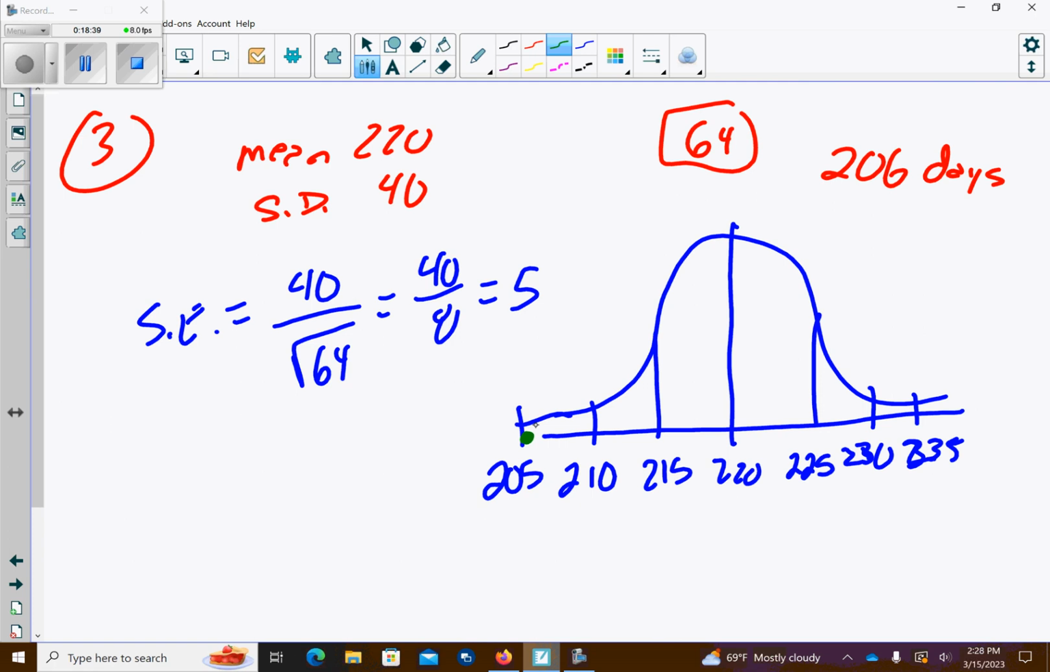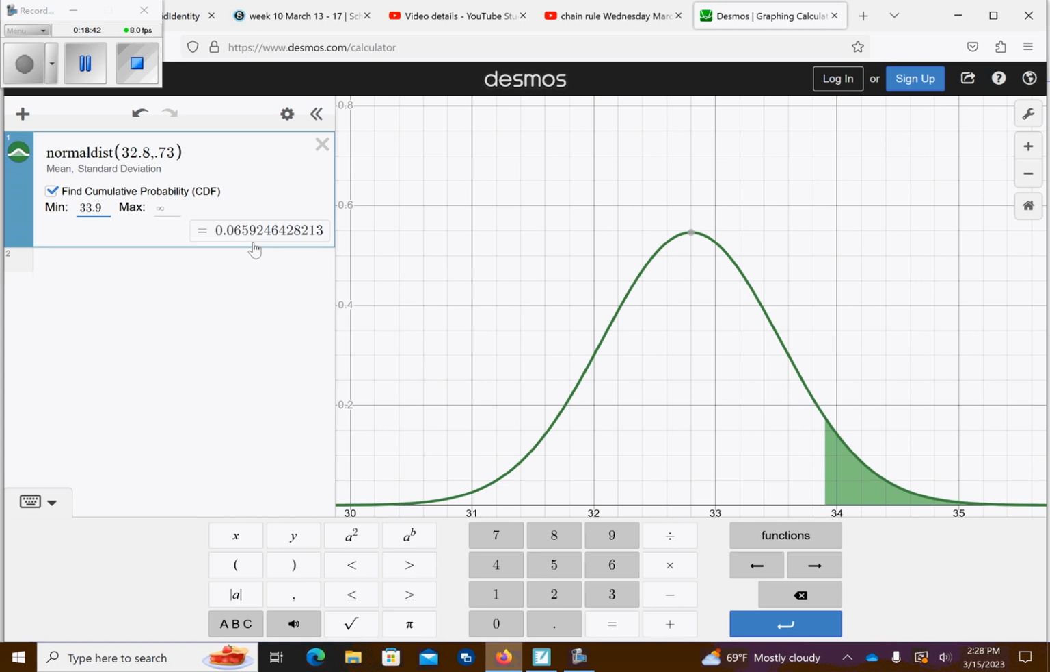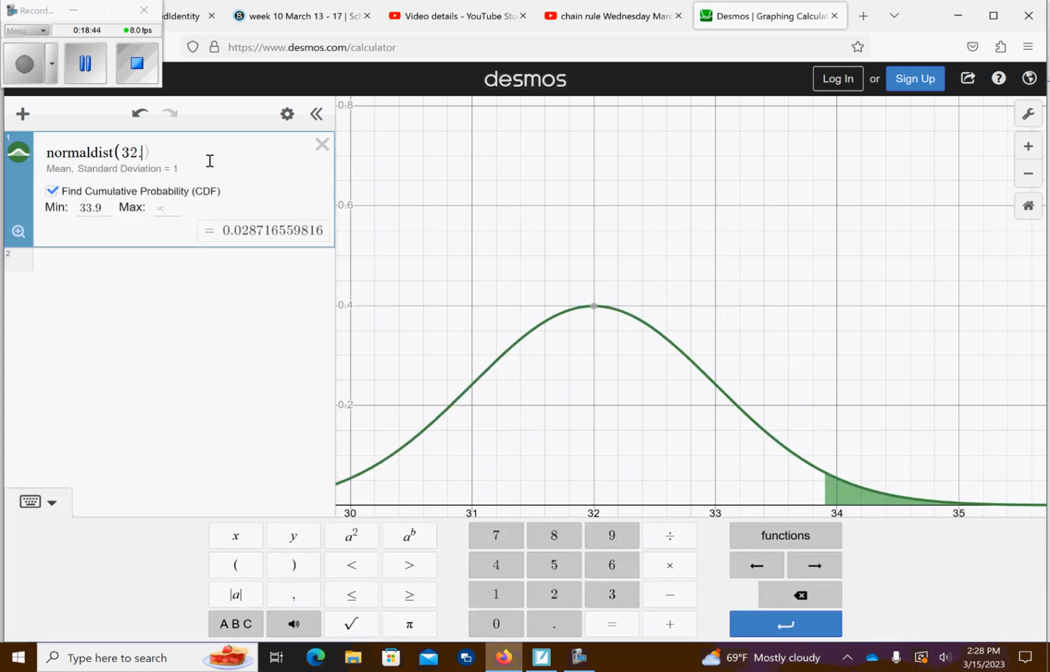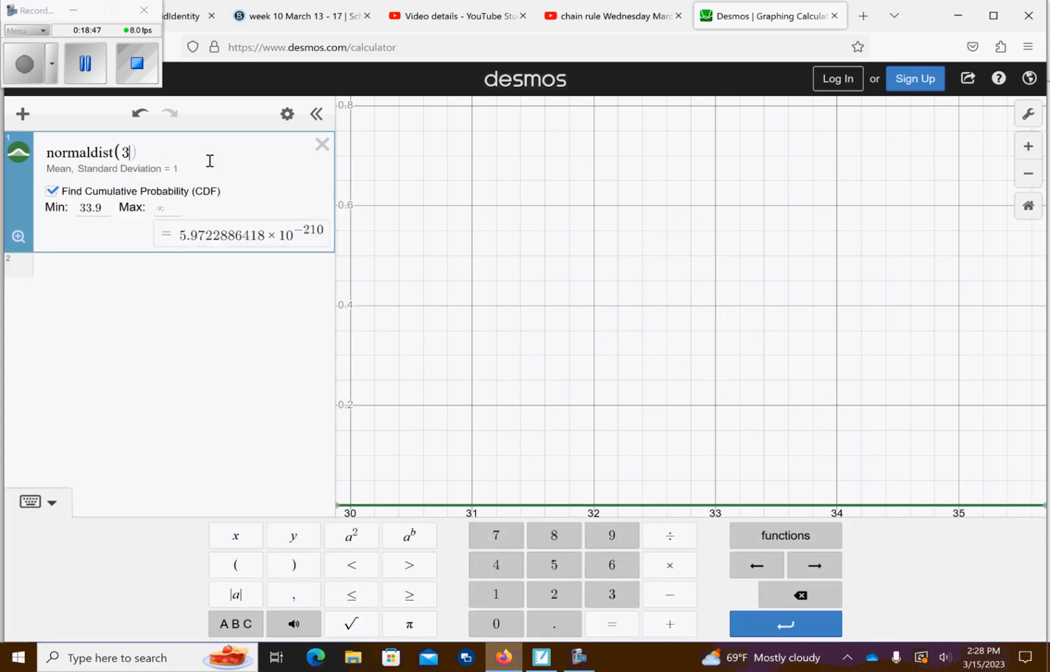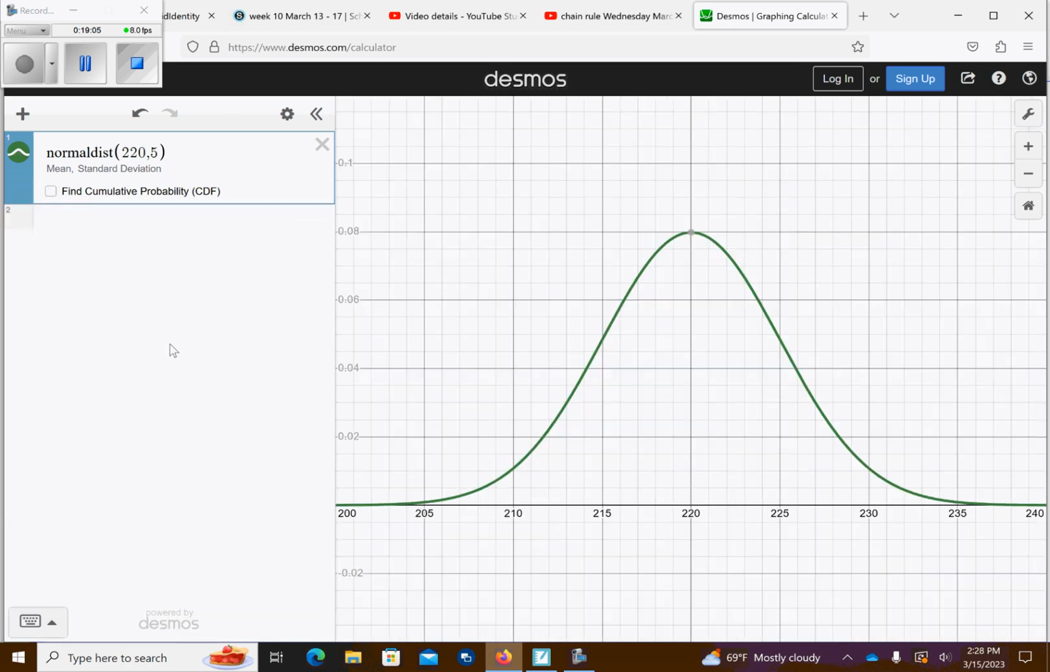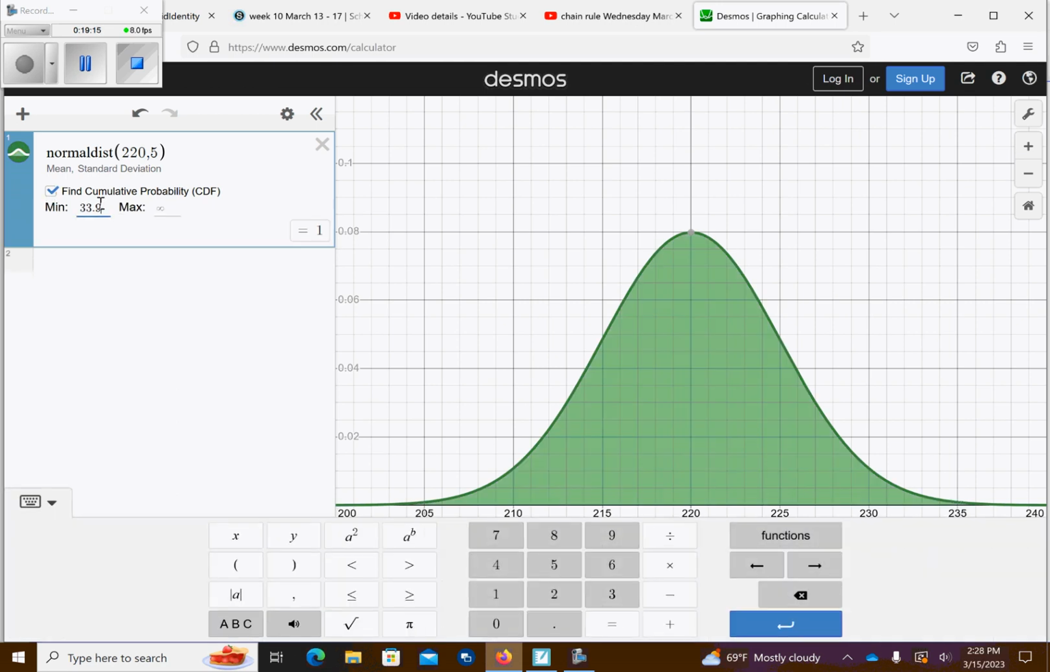All right, so let's take a look at, using Desmos, we are going to say that we know that 220 days is our normal. Our standard error is 5, excuse me. And then go ahead and get rid of this and hit the plus button. So that's our normal distribution for this. So this company is claiming that they have a group that is only taking 206 days. So I'm going to make this negative infinity.